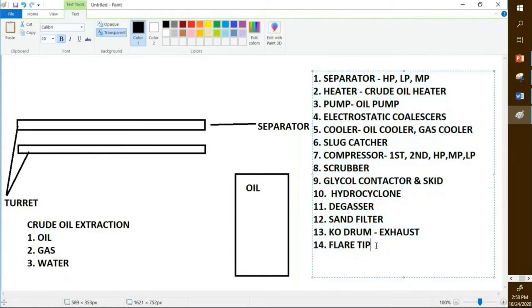Apart from that, the water injection launchers and receivers, if they come in, and gas injection launchers and receivers will come into the picture. Gas injection also, fuel gas. Whatever the water or gas injection, the launchers and receivers will come into the picture.